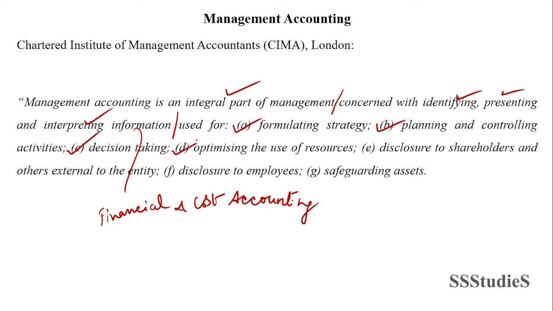It also takes into account the ways in which the resources of the organization can be optimally used with lesser wastage and getting the maximum out of it. It also helps in disclosure to shareholders and others external to the entity. It's not just for the managers to take top level strategic decisions, but it also helps the shareholders and other stakeholders. External to the entity means we are looking into the external stakeholders.